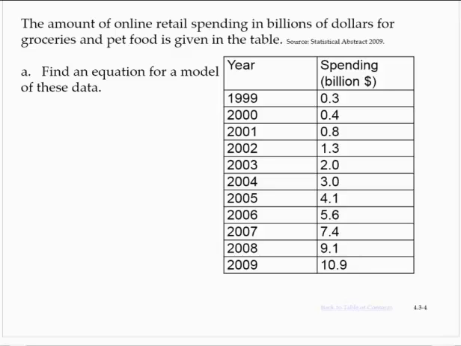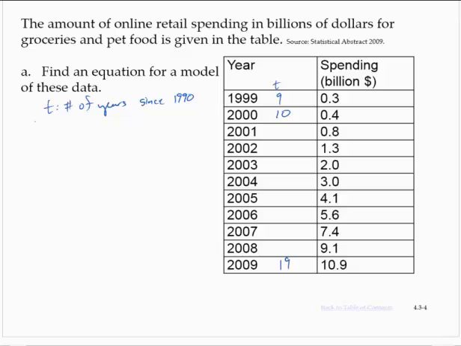The amount of online retail spending in billions of dollars for groceries and pet food is given in the table. Find an equation for a model of these data. Alright, I'm going to say that T is the number of years since 1990. So that would mean T would equal 9, 10, all the way up to 19.